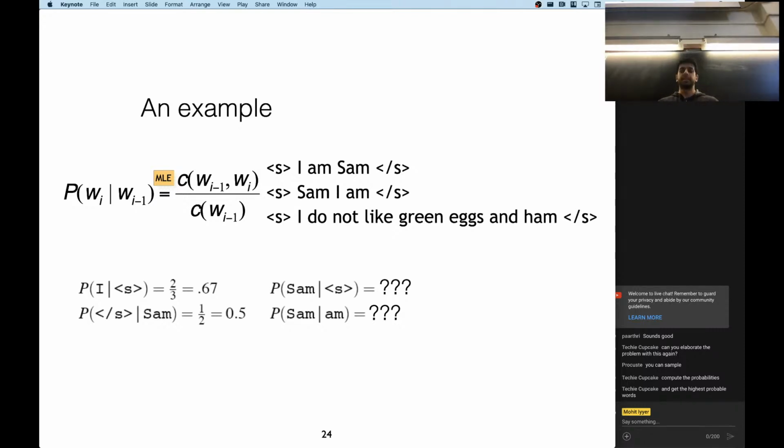So, simple example. This is probably the only class where we'll just be counting things and dividing them. But let's say I have these 3 sentences: I am Sam, Sam I am, I do not like green eggs and ham. You'll notice that each of these sentences starts with a special token, called the start of sequence token, and ends with another token, end of sequence.